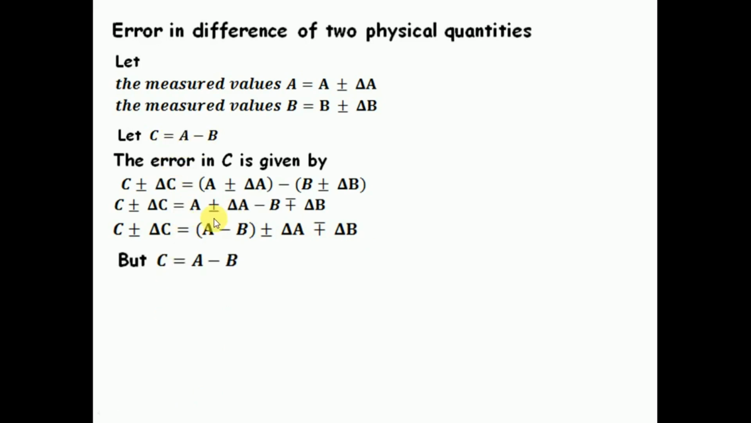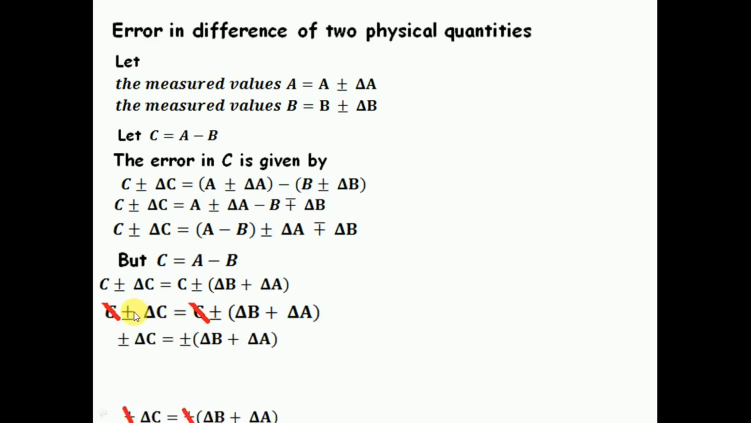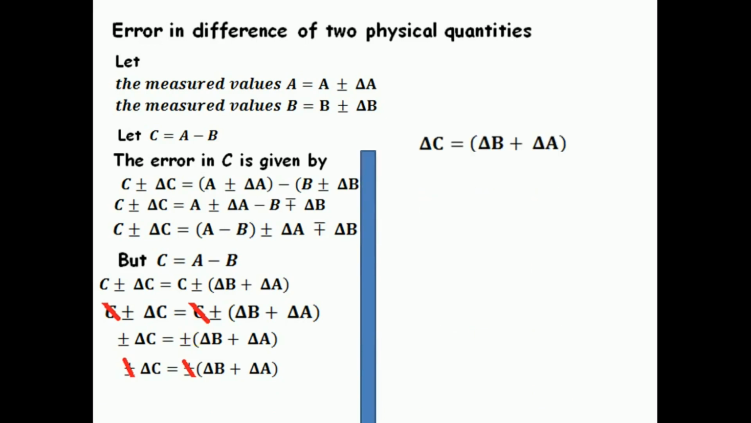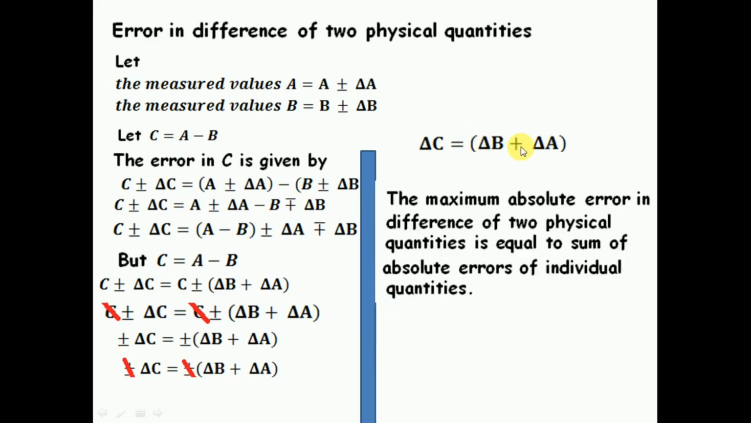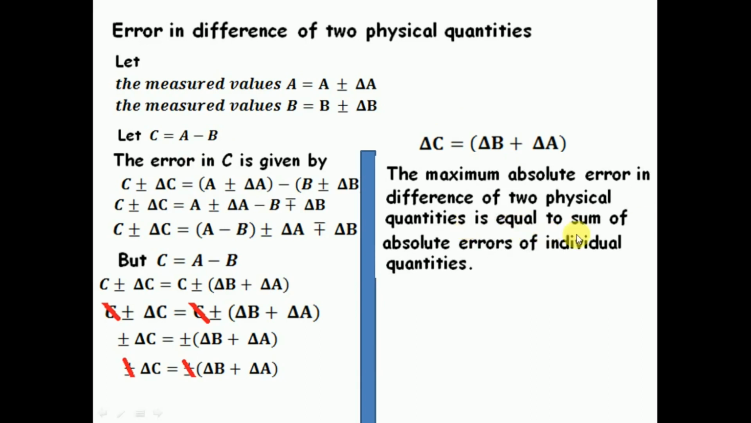But c is a minus b, so I'll put c for this a minus b. Now I'll cancel, and I'm taking this plus minus common. When you take plus minus common, plus is going out, and with minus you're left with plus. Here also the same thing happens, so you are left with plus only. So c and c get cancelled, and now you can cancel plus minus as well. And you'll get delta c is delta b plus delta a, or you can write delta a plus delta b. So when you subtract two physical quantities, the errors get added up. So the maximum absolute error in the difference of two physical quantities is equal to the sum of absolute errors of the individual quantities. Now whether you add two physical quantities or subtract two physical quantities, the error will get added.